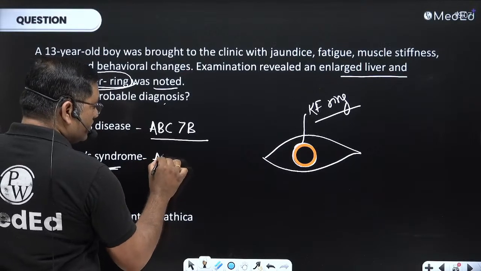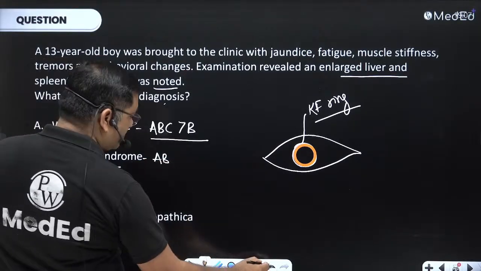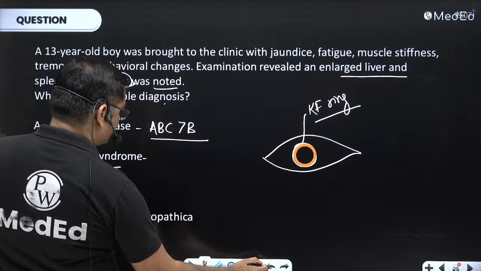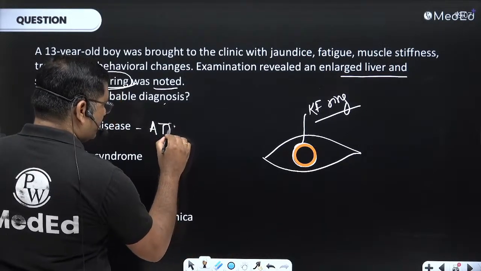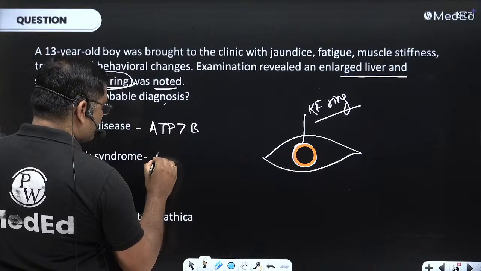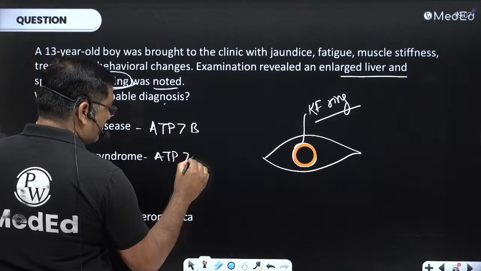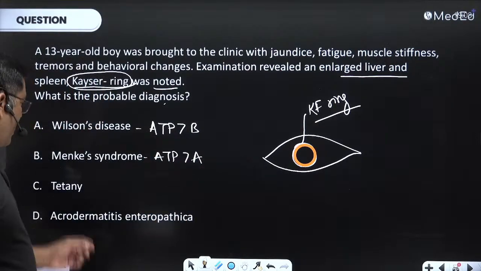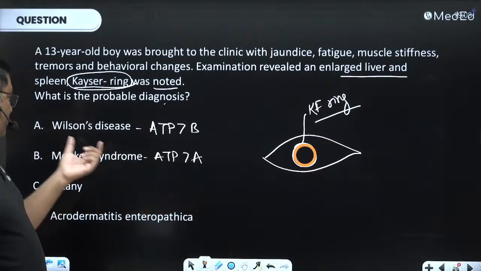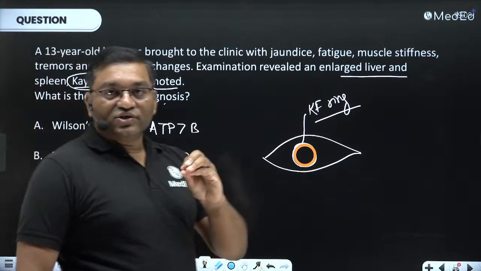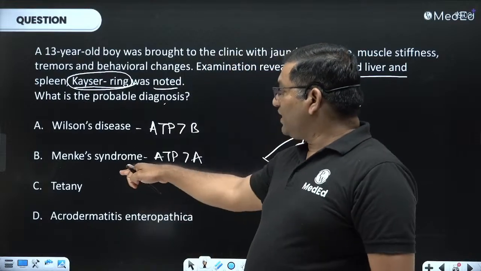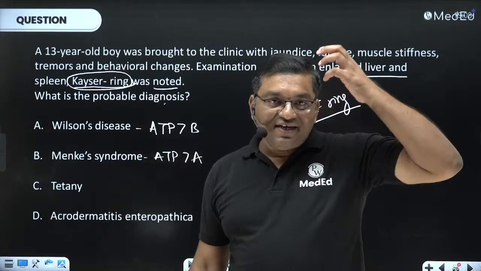It is due to mutation in ATP7B, and this is ATP7A. Menkes disease: M comes first, A comes first. Remember like this. So ATP7A mutation causes Menkes syndrome, where steely wiry hair is there.